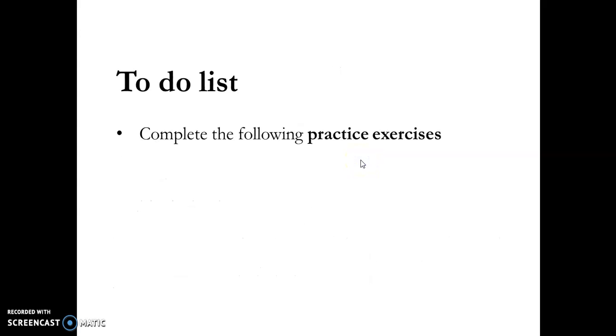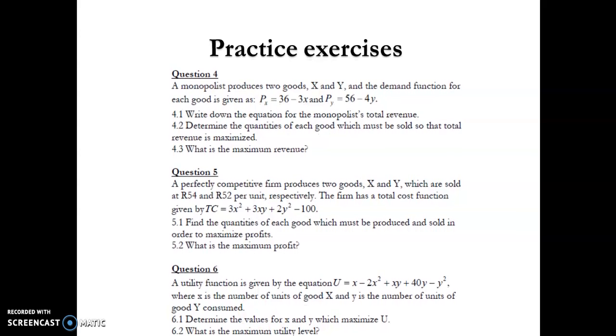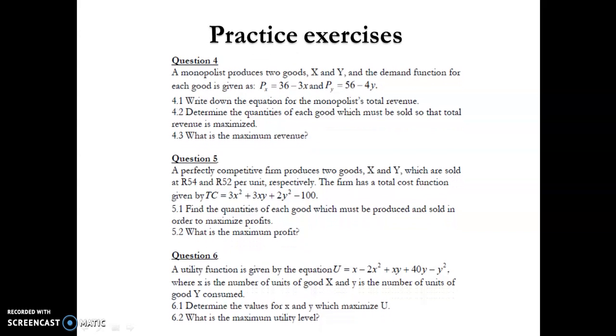So your to-do list is to complete these 3 exercises. Please complete these 3 exercises and I will provide the answers on Canvas this week.